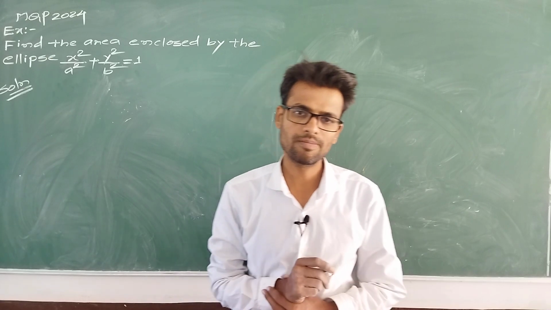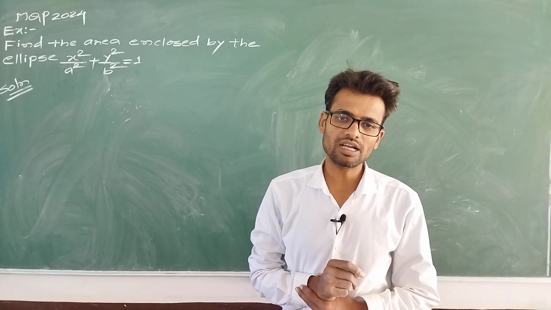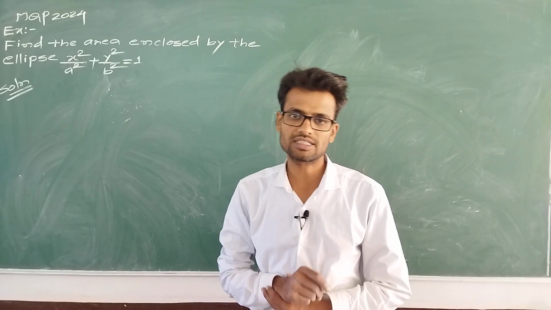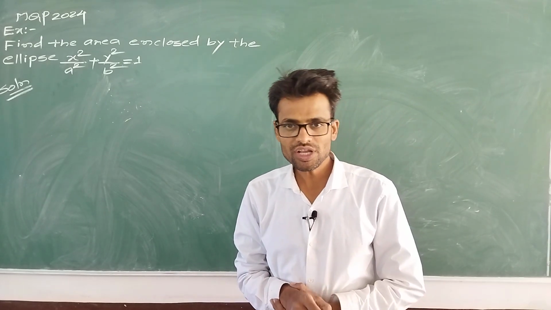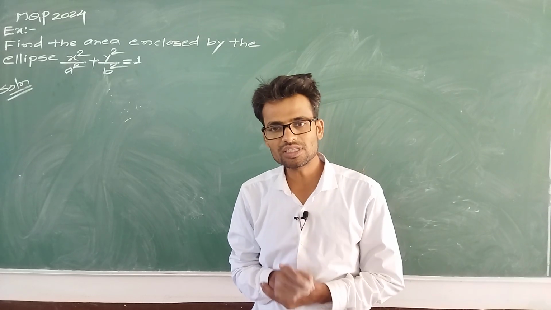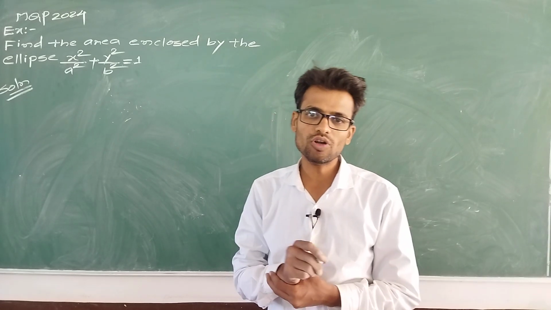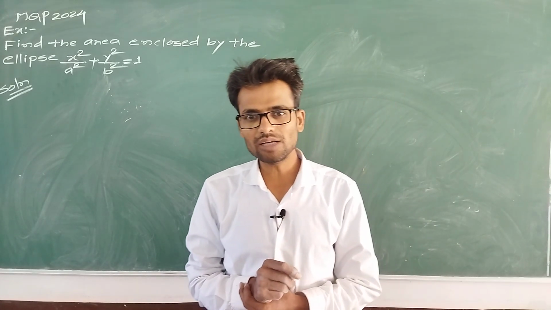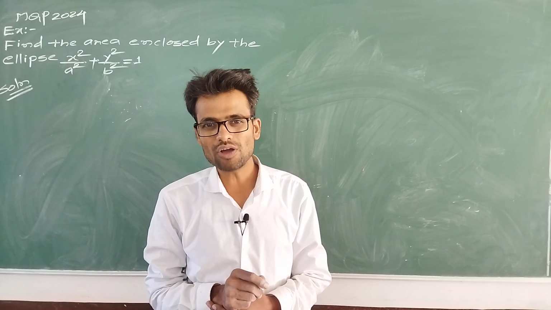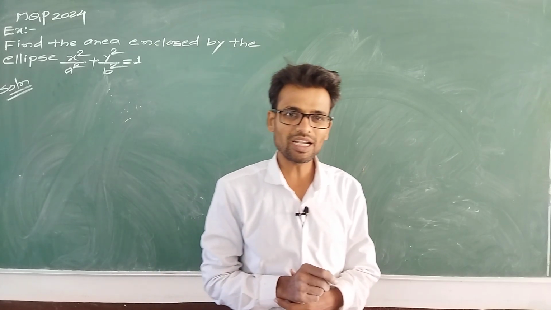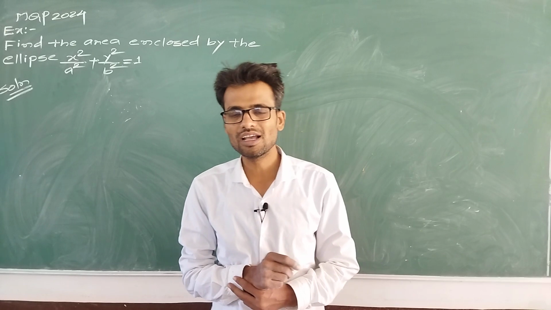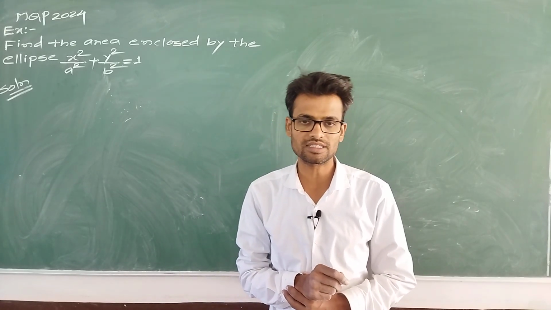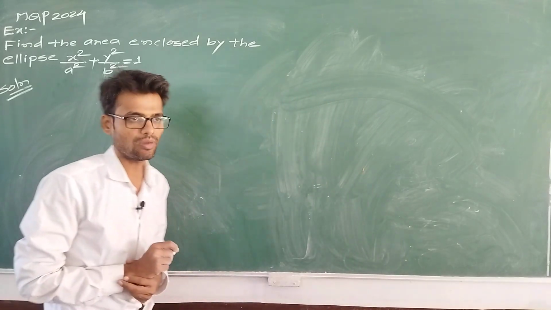The first point is, when the equation of the curve contains even powers of x, then the curve is symmetric about the y-axis. And when the equation of the curve contains even powers of y, then the curve is symmetric about the x-axis. Second point is, when the equation of the curve contains even powers of both x and y, then the curve is symmetric about the x-axis, that is the horizontal axis, and also symmetric about the y-axis, that is the vertical axis. This is a very important point, you remember.